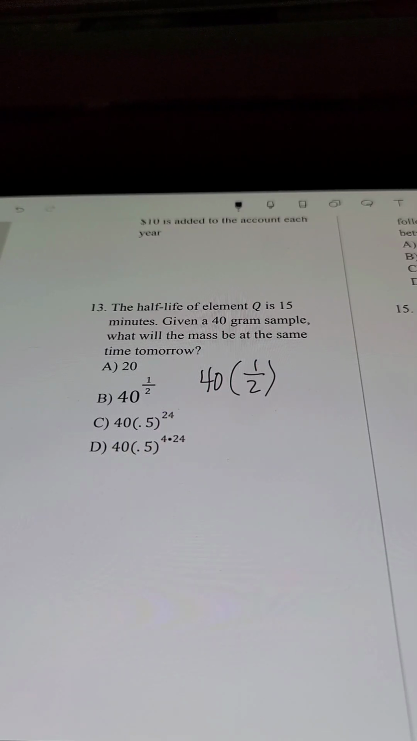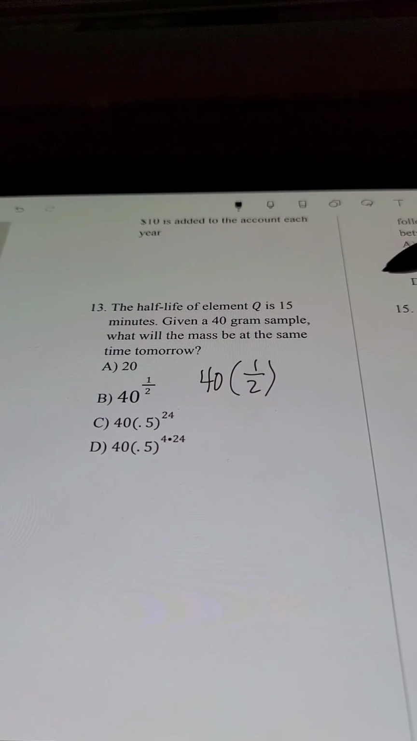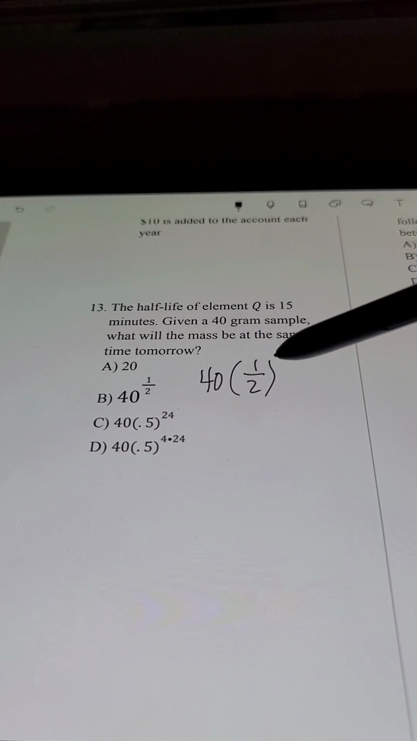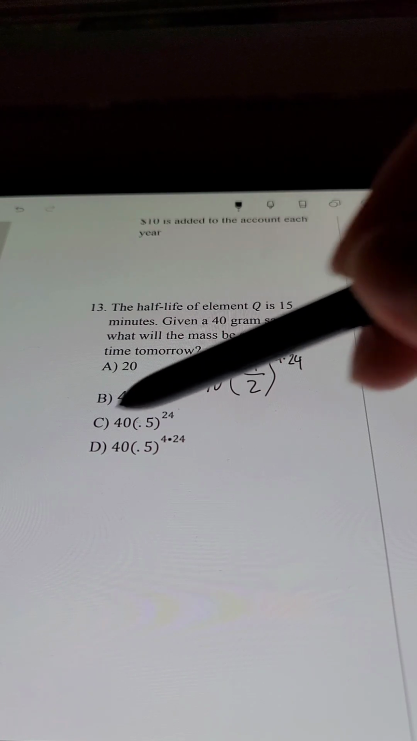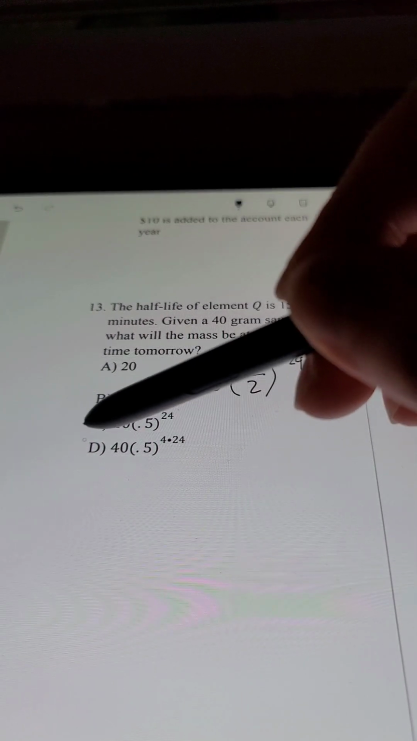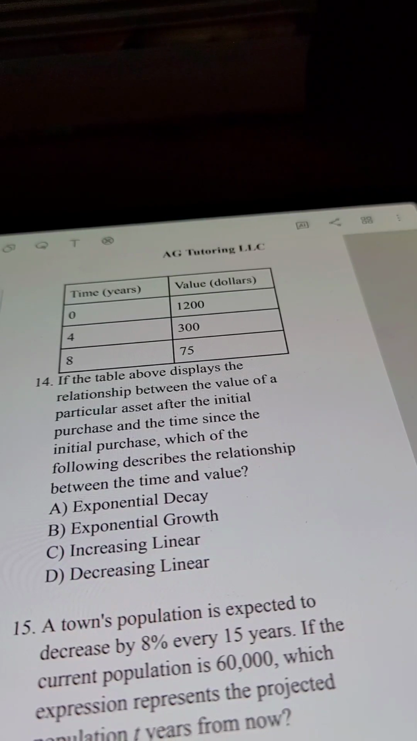So if it's the same time tomorrow, that means that 24 hours have passed. So think about, okay, if it's happening every 15 minutes, that means that every hour we have to multiply by it 4 different times, right? So every hour means multiplying by a half 4 different times. If there's 24 hours that we're talking about, then it has to be 4 times 24 as the exponent. So then 1/2 is the same thing as 0.5, so it would just be D right there. Okay, pause for number 14 if you haven't already.